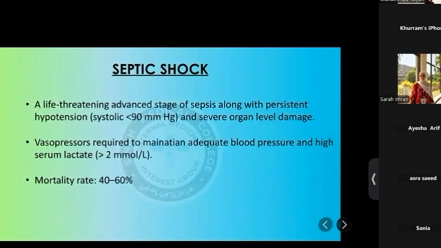As I just mentioned earlier, that is a life-threatening condition. So septic shock, by definition, is a life-threatening advanced stage of sepsis, along with persistent hypotension, as mentioned earlier, which is a sign of organ dysfunction. Systolic BP will be less than 90 mm of Hg, and severe organ-level damage will be there. Organ damage can be assessed through the labs, or the clinical signs and symptoms we just discussed earlier. Now what to do?